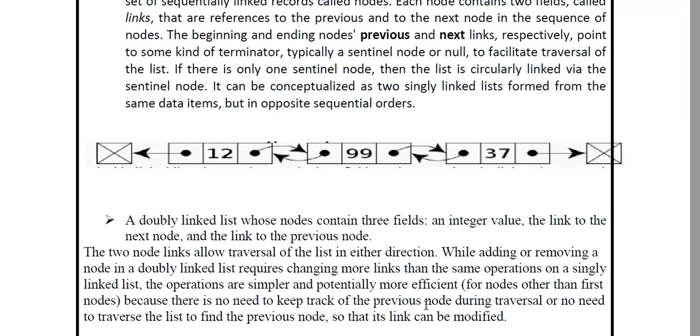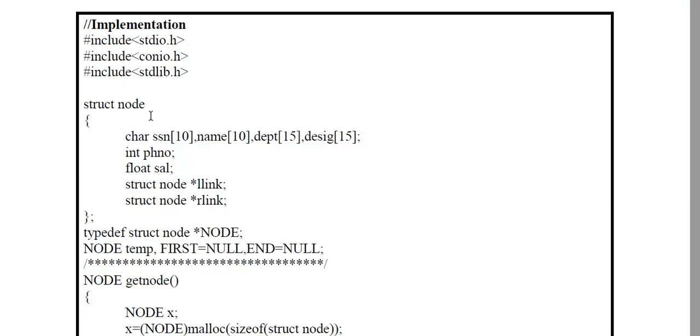to keep track of the previous node during the traversal, or to traverse the list to find the previous node so that its link can be modified. So the singly linked list contains only one pointer and the doubly linked list contains two pointers to be modified. To implement the doubly linked list operations, first we need to declare the structure.